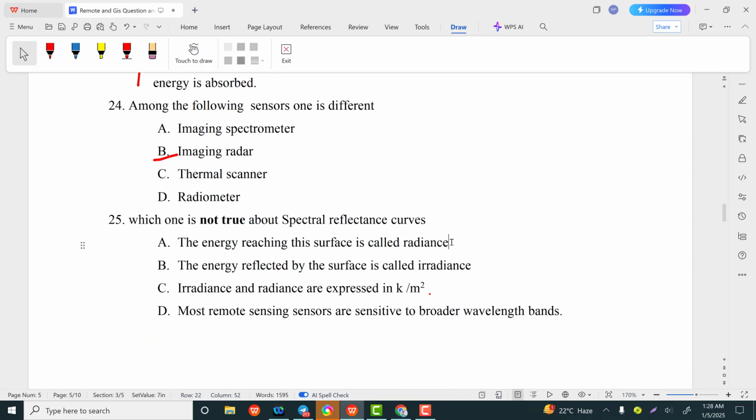Okay, the final question, number 25. Which one is not true about the spectral reflectance curve? A, energy incident on the surface is called radiance. B, the energy reflected by the surface is called irradiance. C, irradiance and radiance are expressed in watts per meter squared. This is not the answer. This is an irrelevant expression. Most remote sensing sensors are sensitive to broader wavelength bands. So the answer is C.